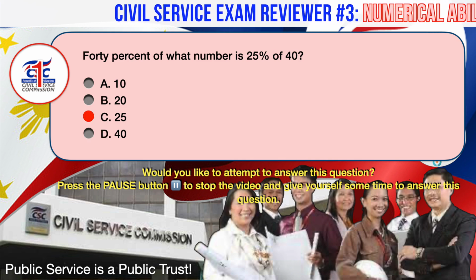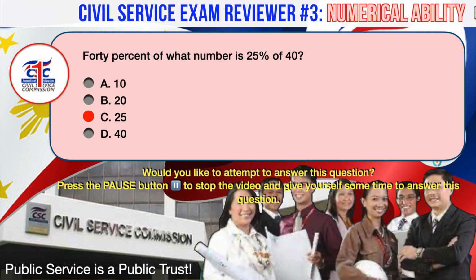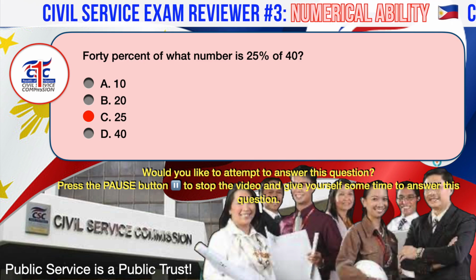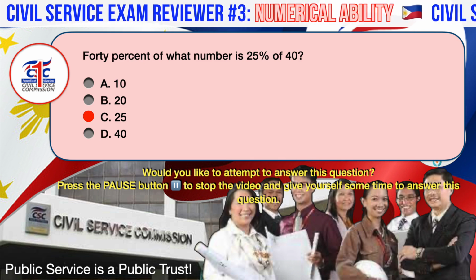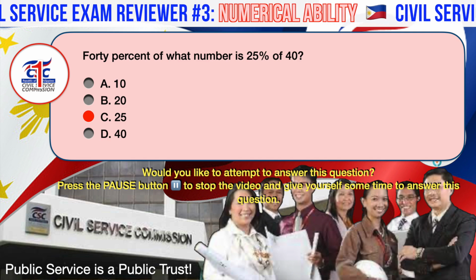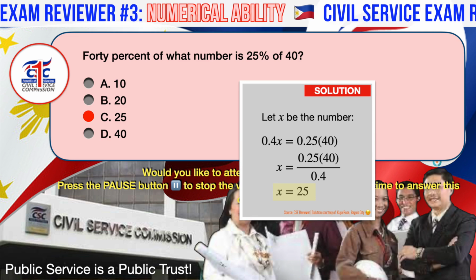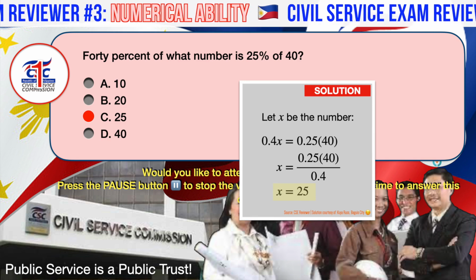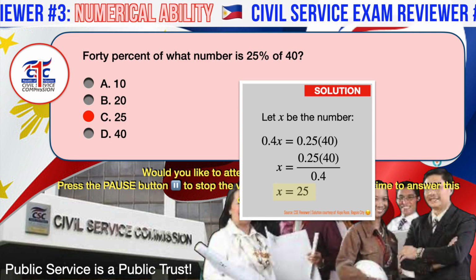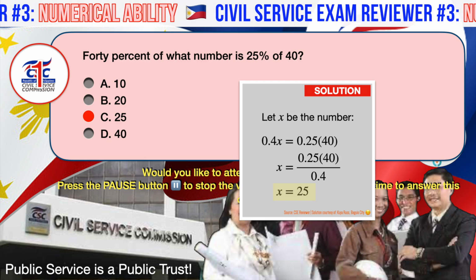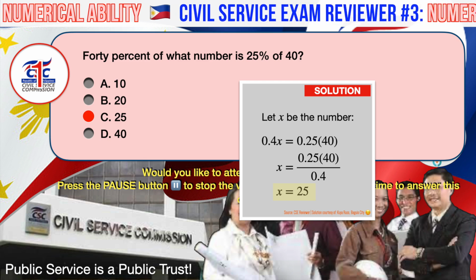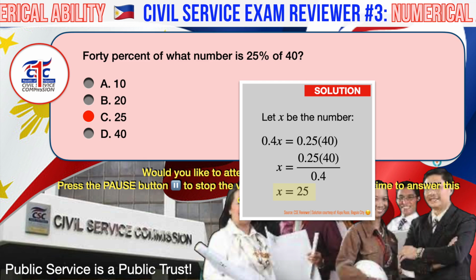25. Simple percentage problems like this are a staple of the civil service exam numerical subtest, so it will suit you well to brush up on your percentages. Let's proceed to solve this simple percentage problem. We can express the problem into an equation as follows. 0.4x equals 0.25 times 40. We simply do the necessary algebraic transpositions and should quickly arrive at x equals 25.